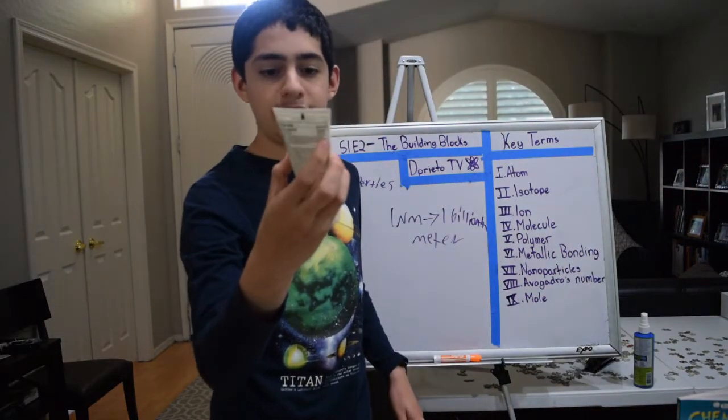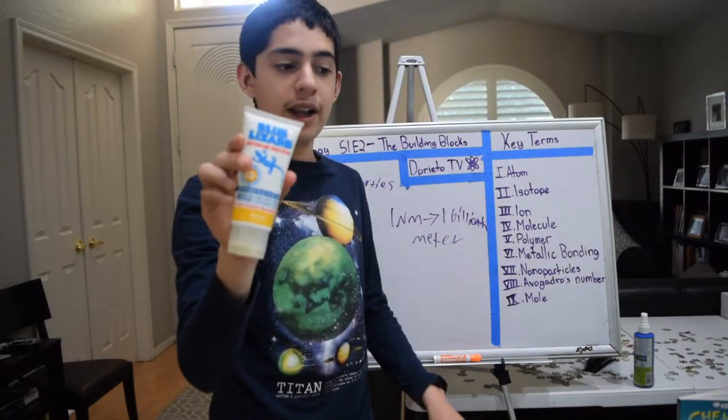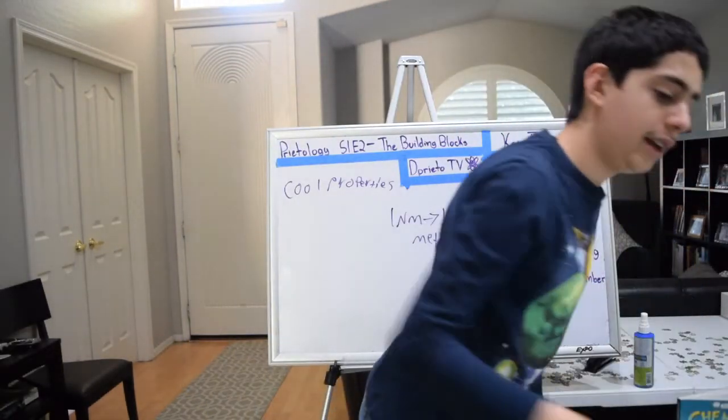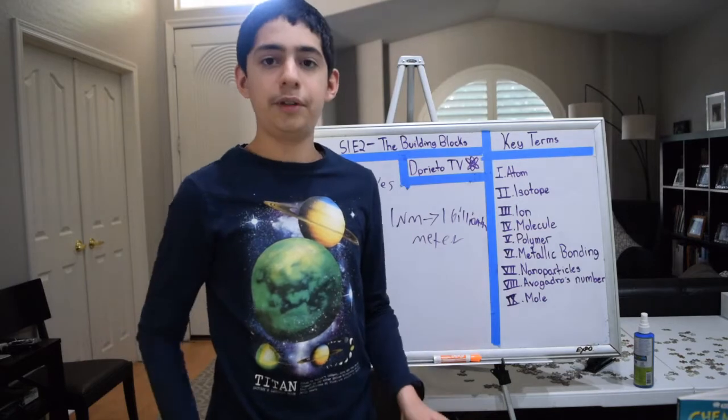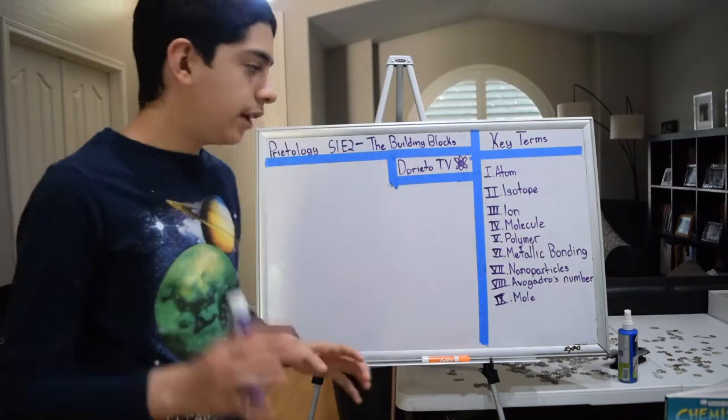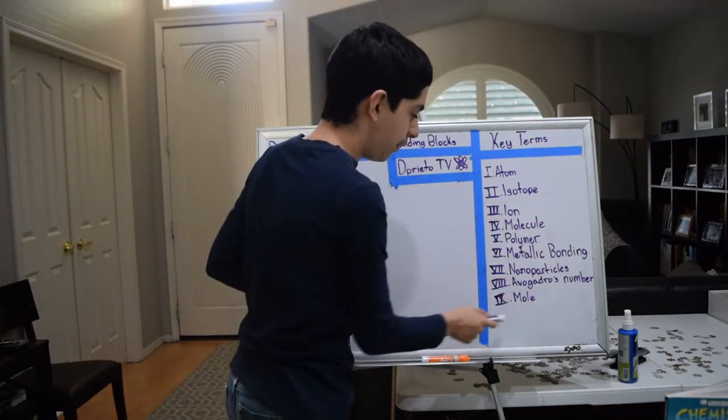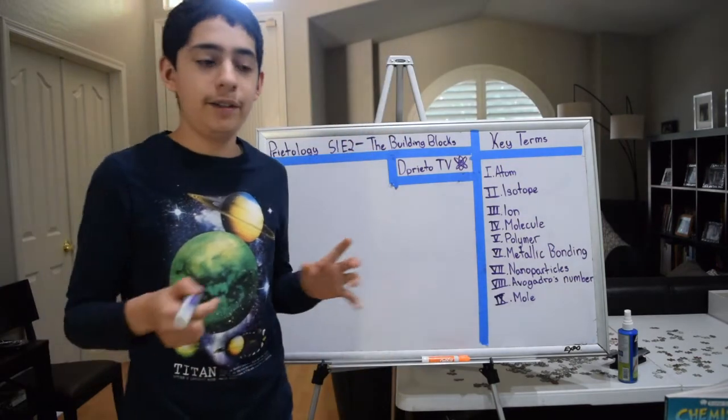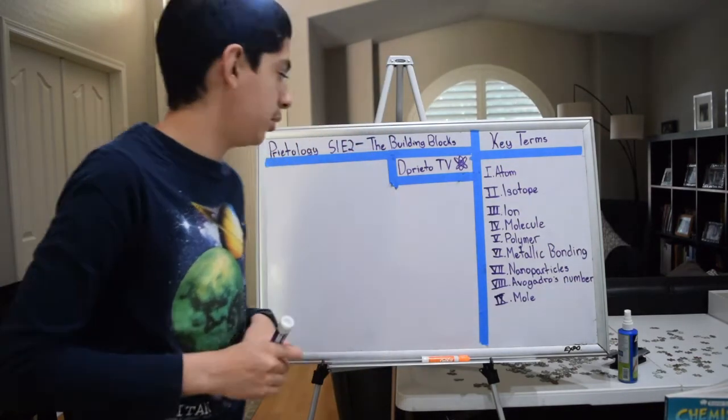This is zinc oxide. These usually have nanoscopic particles which can block and absorb UV light so you don't get sunburned. Okay, so the next term that we're going to talk about, these last terms, Avogadro's number and mole, they're related in very specific ways, but we'll start with Avogadro's number.